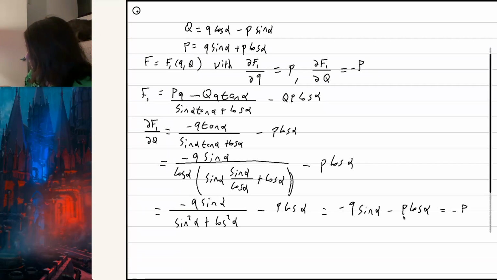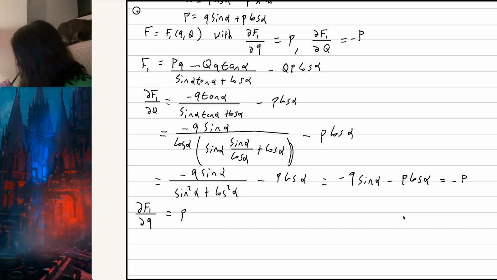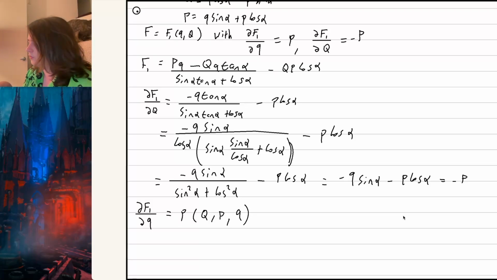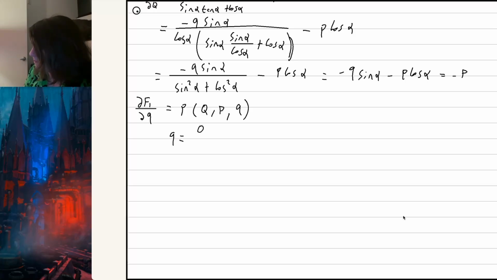So that relation works. Now we should prove that del f1 del q is actually equal to little p. To do this, let's first put little p in terms of big Q and big P, and possibly even little q, just by rearranging the canonical transformations given. So first, using the first equation, I'm literally just going to solve the first equation for q. Q is equal to big Q plus little p sine alpha over cosine alpha. And then plug this into the second equation.